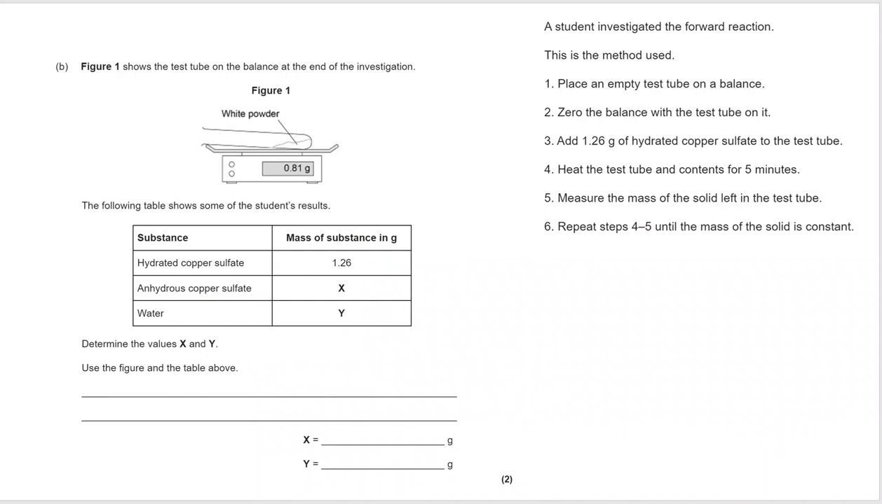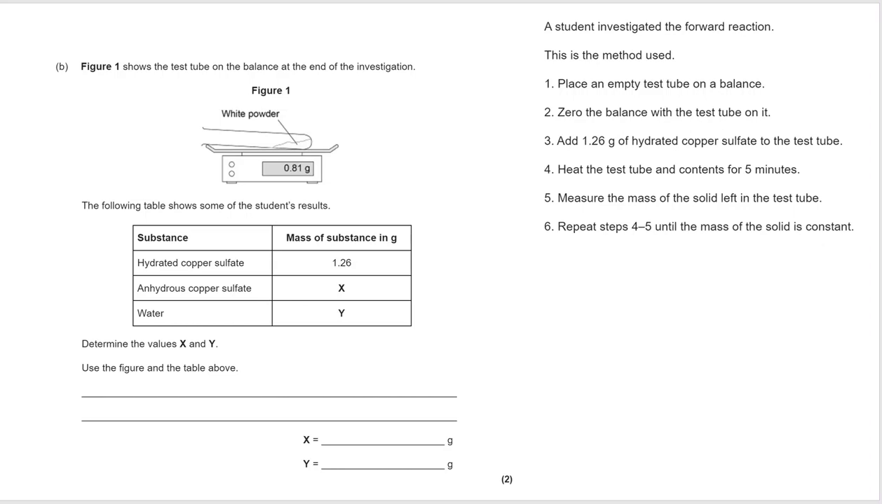Part B, we're provided with a method. Place an empty tube on a balance, zero the balance, add 1.26 grams of hydrated copper sulfate, heat the test tube and contents for 5 minutes, measure the mass of the solid left, and repeat steps 4 and 5 until the mass of solid is constant. So we need to determine the figures for X and Y.